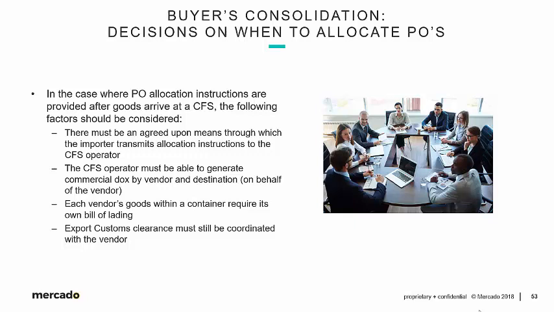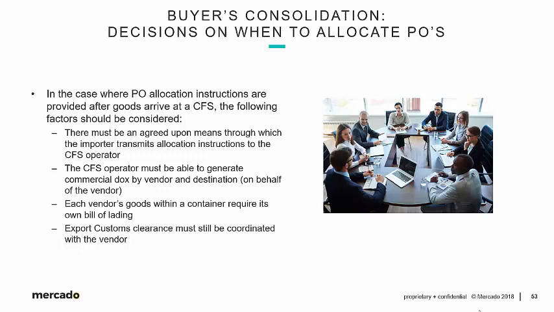But they also have to have the software capability to generate documents, commercial invoices, and packing lists on behalf of the vendor pursuant to those split instructions. That's the big difference here. First sub-bullet. There has to be an agreed-upon means through which the importer transmits allocation instructions to the CFS operator. Once again, it can be fax, it can be email, it can be an Excel spreadsheet. We don't recommend any of that.